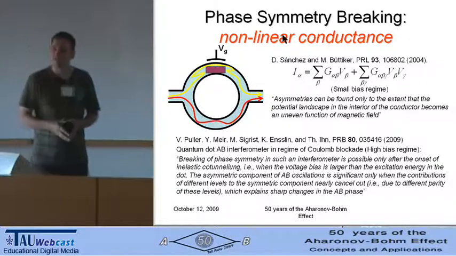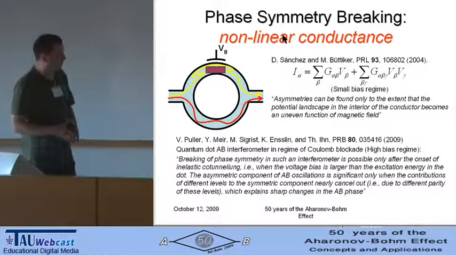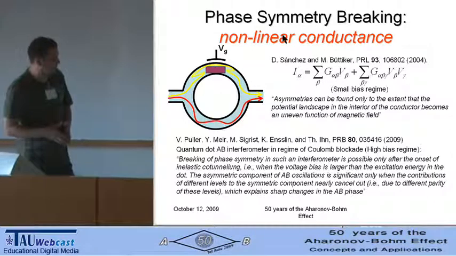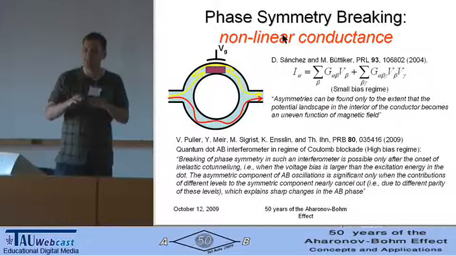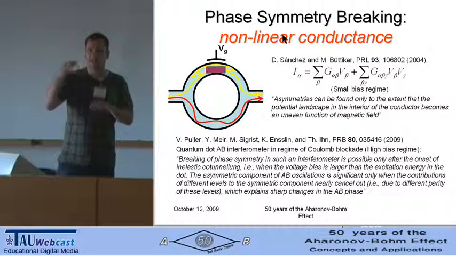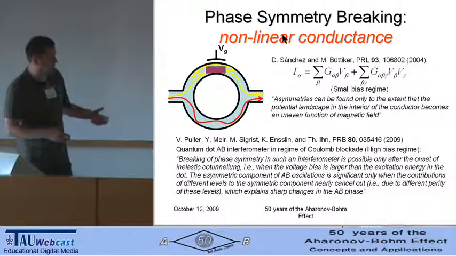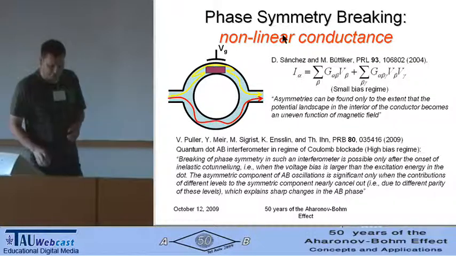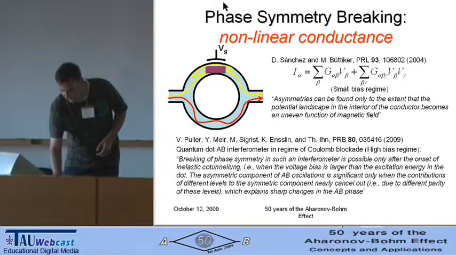And I'd like to use this opportunity to advertise our recent contribution to this subject, which we did in collaboration with a group from Zurich. We studied a somewhat opposite limit. We studied the high bias regime and an interferometer with discrete levels in the regime of Coulomb blockade. And we also made some general statements that any deviations from phase rigidity appear only after the onset of inelastic cotunneling, and you can see strong asymmetry only in very special circumstances.